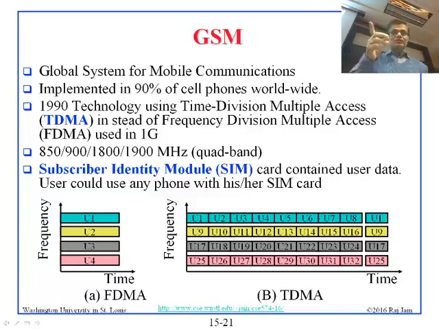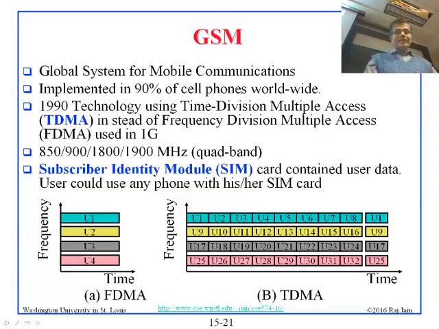But anyway, so now it is called Global System for Mobile Communication. Global System for Mobile Communication stands for GSM. It is implemented in 90% of the cell phones worldwide, everywhere. And it is a 90s technology. So it is 25 years old, but it's still surviving. It is still there in your phone. If you have a phone without GSM, it doesn't go much anywhere, right?